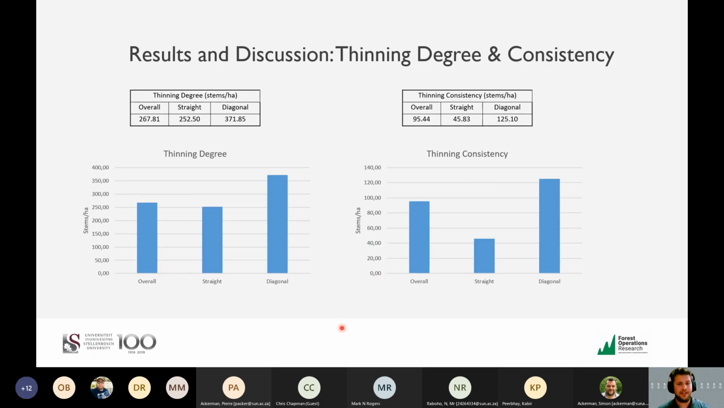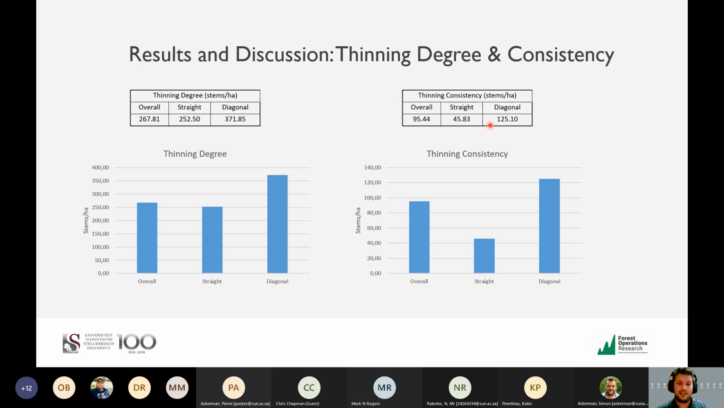Next, we will be looking at the thinning degree and thinning consistency. The thinning degree was calculated in stems per hectare for the straight row and selective thinning method, as well as for the diagonals. And as we can see, the average, which is the overall thinning degree, is about 268 stems per hectare removed. So these are the amount of stems per hectare on average removed per plot. Next, we will be looking at the thinning consistency.